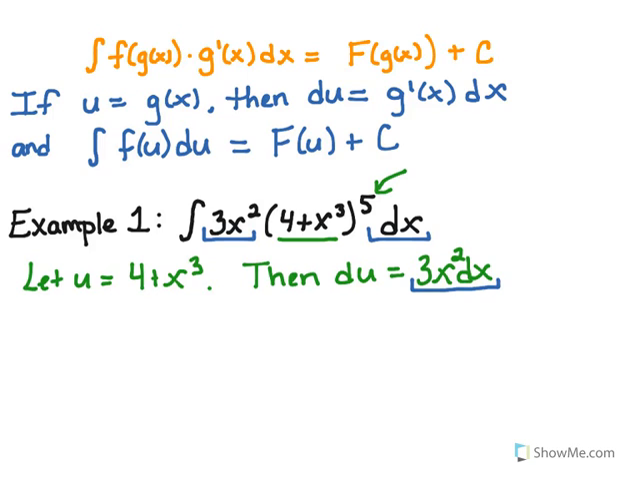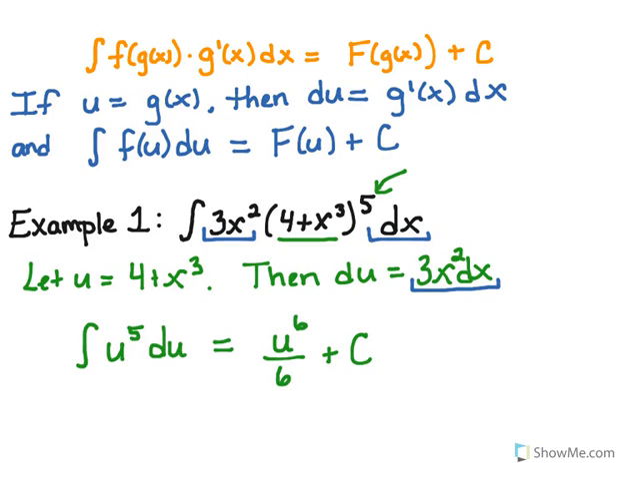So the integral now becomes this. The antiderivative, instead of writing (4 plus x cubed) to the 5th, 4 plus x cubed is u, so that's just plain old u to the 5th. Instead of writing a 3x squared dx, I can replace it with a du. And now I have an incredibly simple looking antiderivative to find. This is one really short, easy to do power rule problem. Keep the variable, add 1 to the exponent, divide by the new exponent, add the plus c.